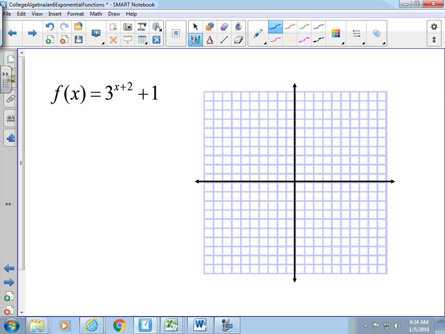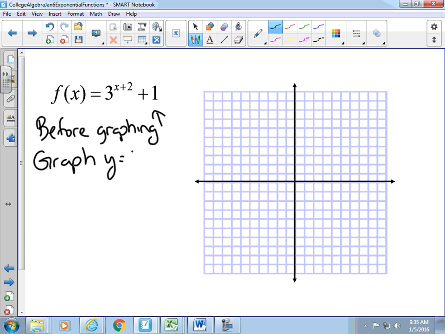So before I start, I'm going to graph just the plain 3 to the x, a plain exponential function with that base. That'll give me my 3 points that I want to move around. Again, if you want to plot more points, you can, but you have to have 3. 0, 1. That one's on any exponential graph, isn't it? And then, what happens when I plug 1 into that?